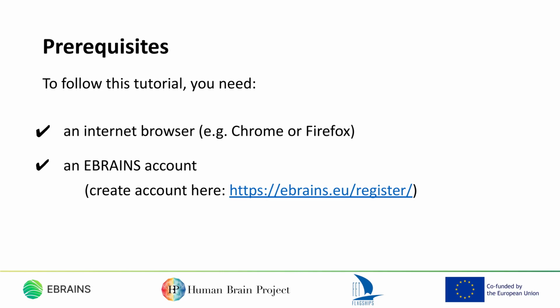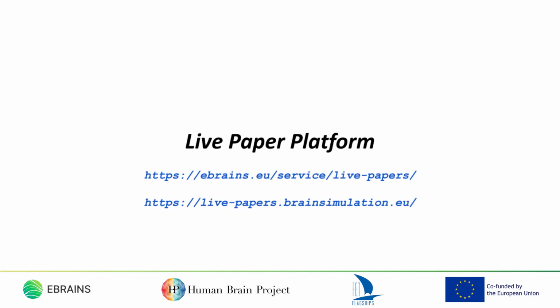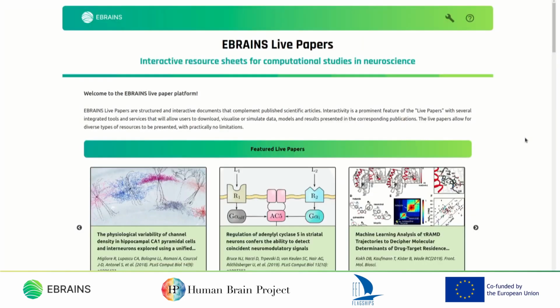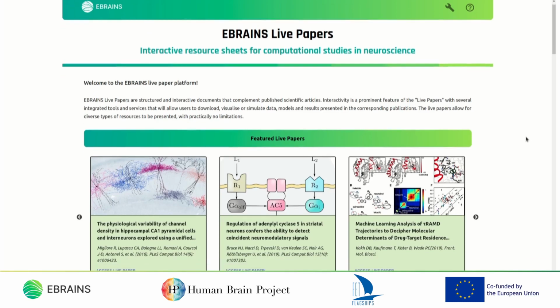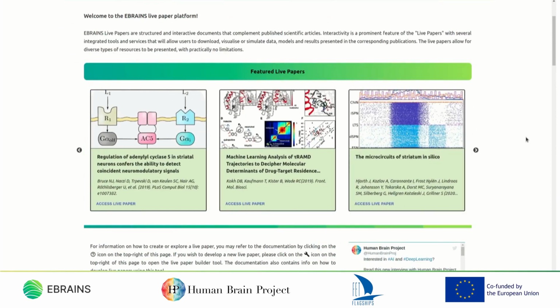All you need to follow this tutorial is an internet browser such as Chrome or Firefox, and for certain selected features, you would require an EBRAINS account. The same can be obtained via the URL mentioned here. The live paper platform provides free and open access to all the published live papers. Users do not require an EBRAINS account to access any of these pages.